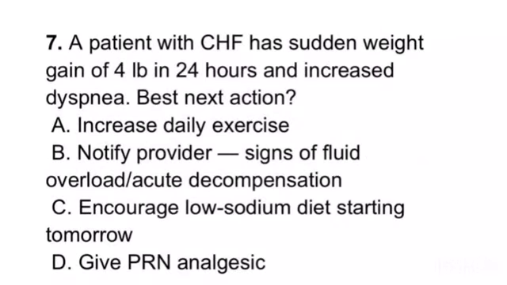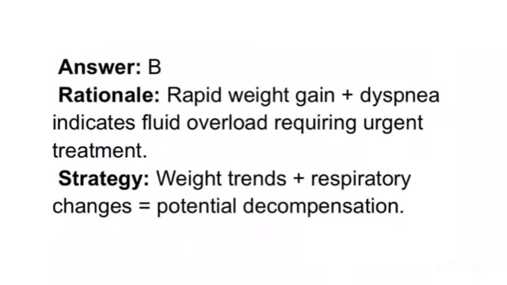7. A patient with CHF has sudden weight gain of 4 pounds in 24 hours and increased dyspnea. Best next action? A. Increase daily exercise. B. Notify provider, signs of fluid overload/acute decompensation. C. Encourage low-sodium diet starting tomorrow. D. Give PRN analgesic. Answer, B. Rationale, rapid weight gain plus dyspnea indicates fluid overload requiring urgent treatment. Strategy, weight trends plus respiratory changes equals potential decompensation.